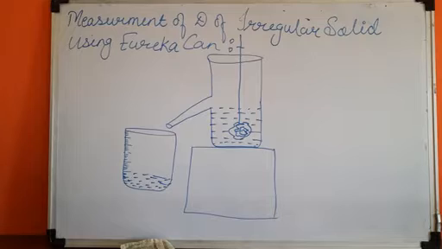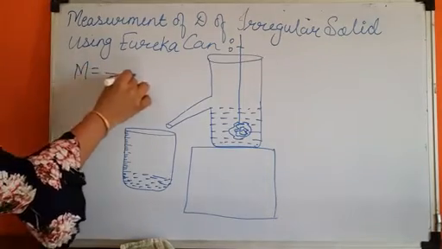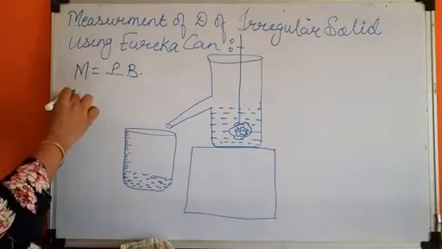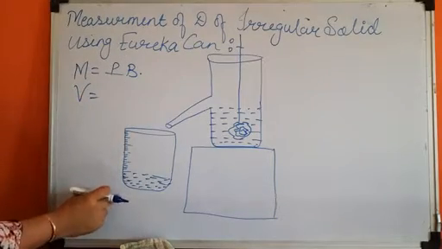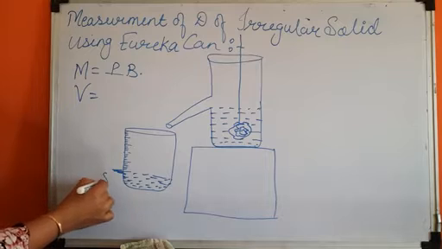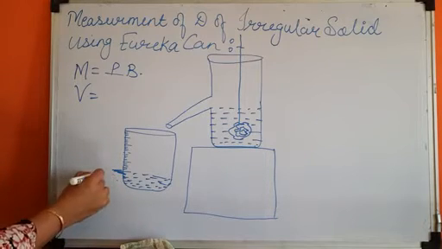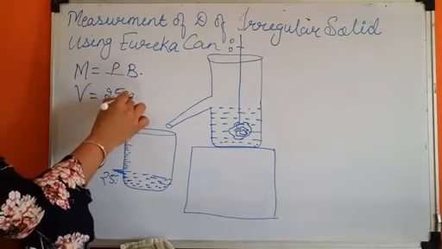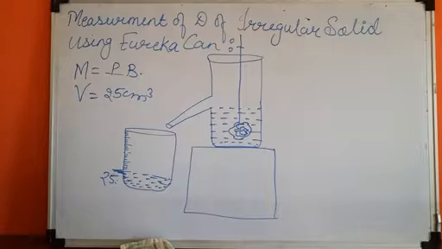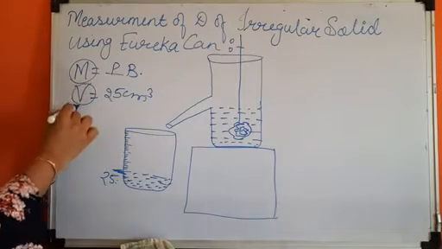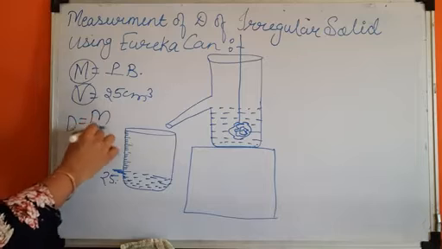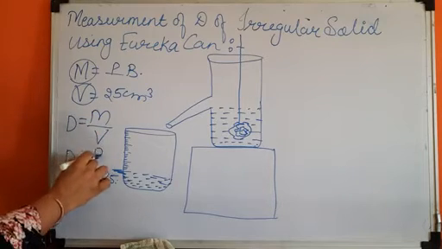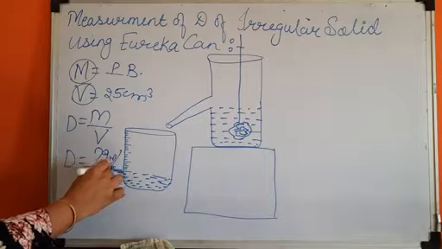The mass of the solid is determined using a physical balance. Mass we know using a physical balance. Volume we can determine using this measuring cylinder. For example, if this reading is 25, the volume of this irregular solid will be 25 centimeter cube. Like this, we put the value of the mass and the value of the volume in the formula, that is D equals m upon V. After solving this, we can get the value of the density in gram per centimeter cube.